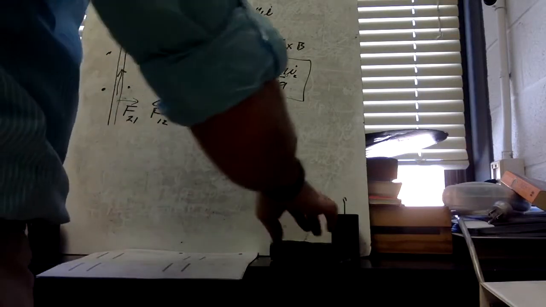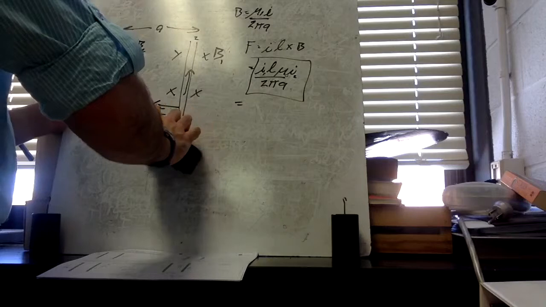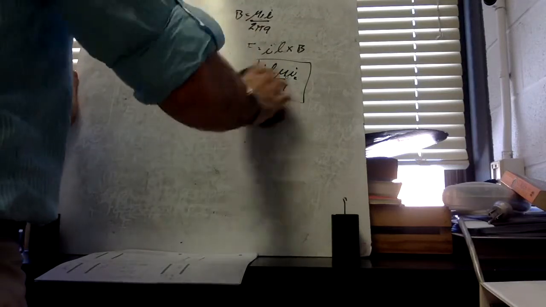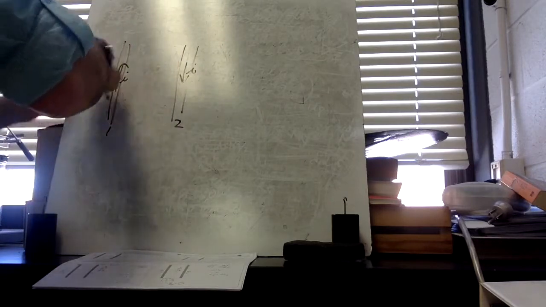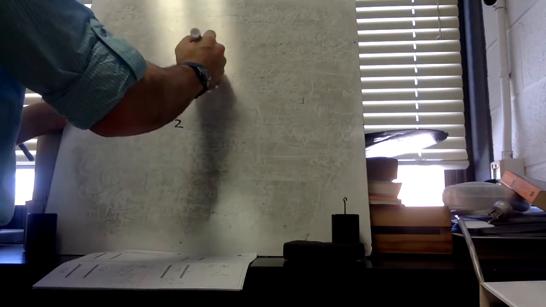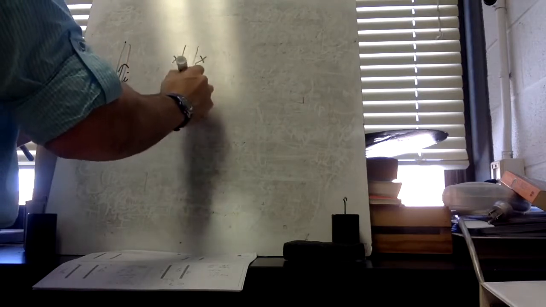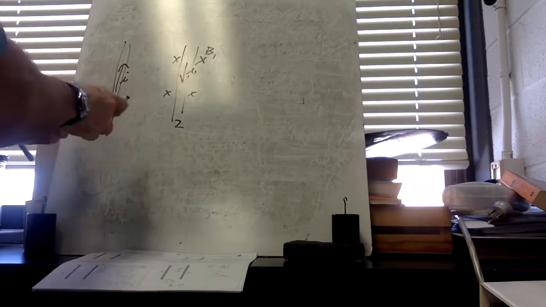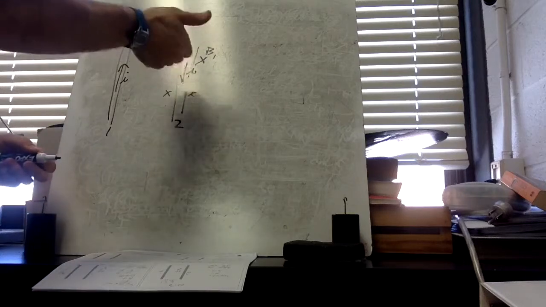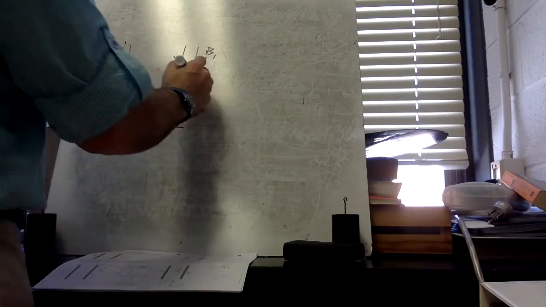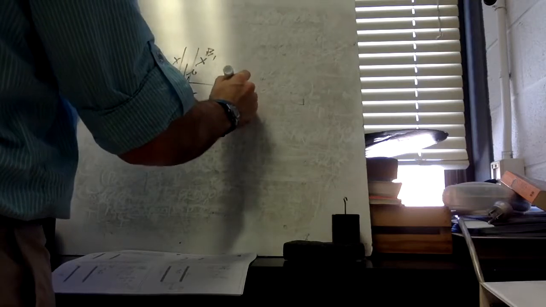Now what if they're going in opposite directions? In this case, here's a wire, current is that way. Here's another wire, the current is that way. We'll call these 1 and 2. This wire is producing a magnetic field into the board. Here's the magnetic field due to 1. The current is going that way, the magnetic field's into the board, so there's a force this way. Here's the force of 1 on 2.